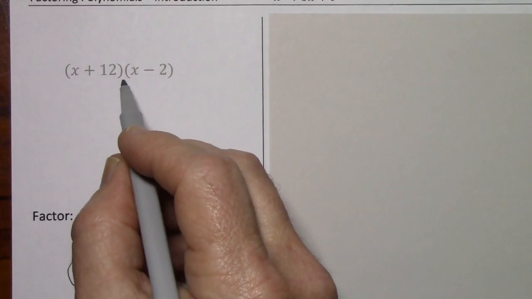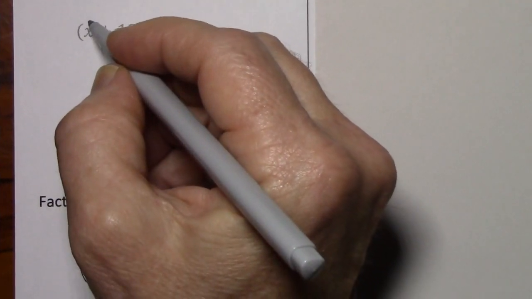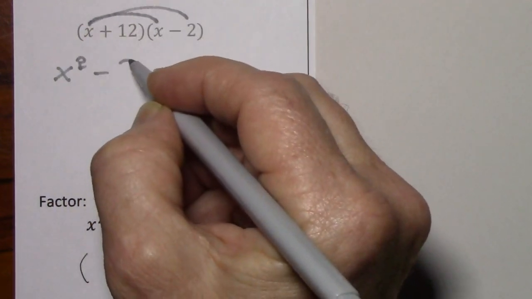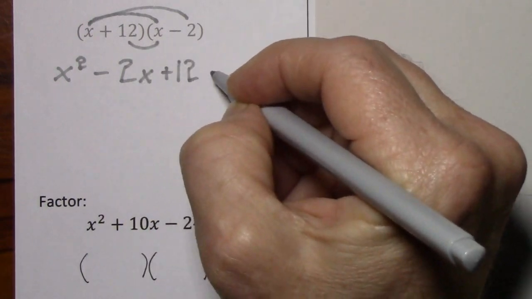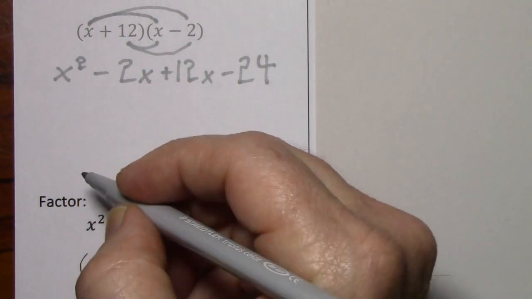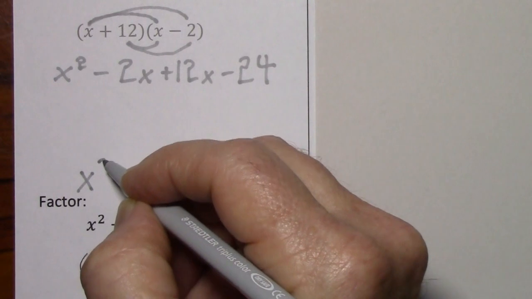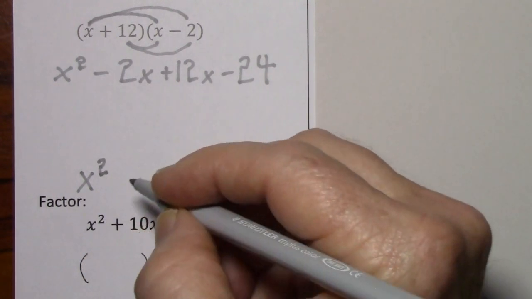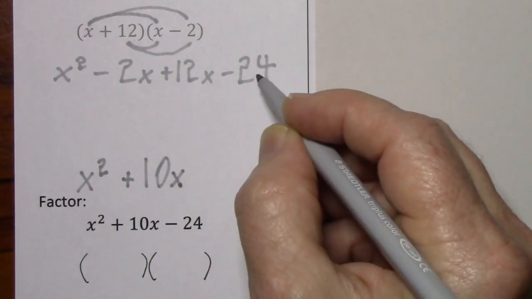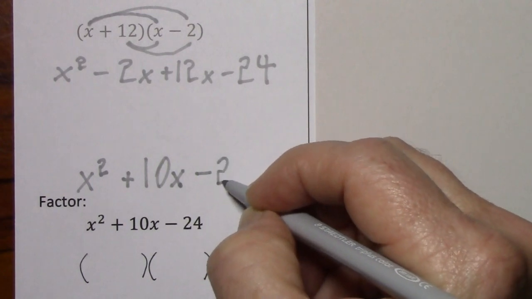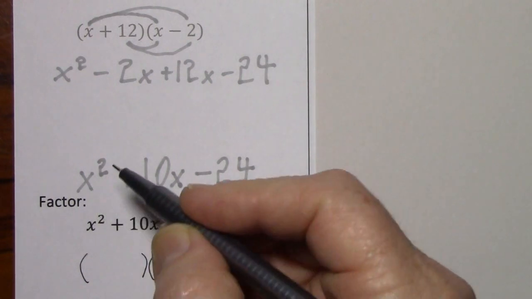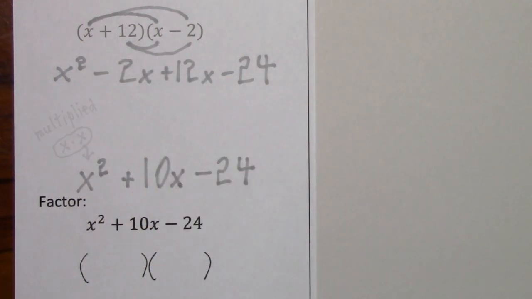If you're given this, parenthesis next to parenthesis means to multiply, so we'll multiply each term by each term. So we'll keep our x squared. We can combine the two middle terms. And we simply bring this down. So how did we end up with this x squared? We multiplied x times x.